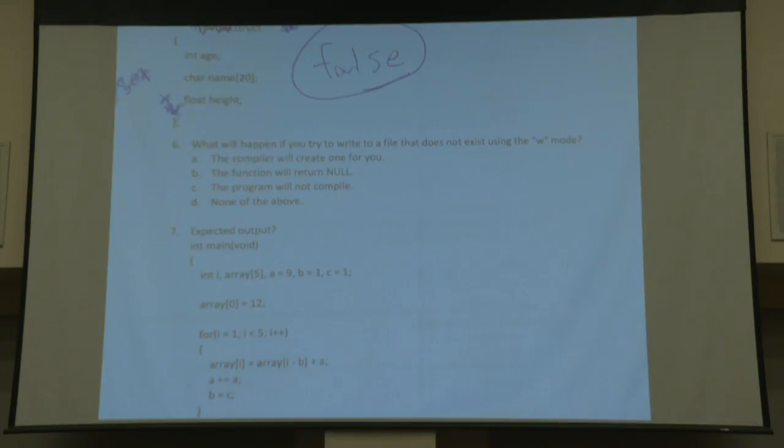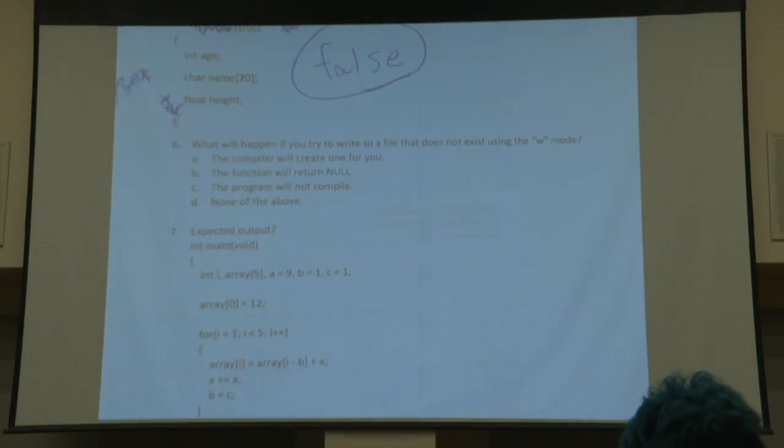How are you? Everybody sort of thought of their answer? All right, what will happen if you try to write to a file that does not exist using the W mode? First off, what does the W stand for? Right, awesome. I kind of put it in the question, so that was not good on my part. So what are we thinking happens if we try to write to a file that doesn't exist using the write mode? Create one for you. Yeah, so Drew knows. What'll happen is it'll create one for you.